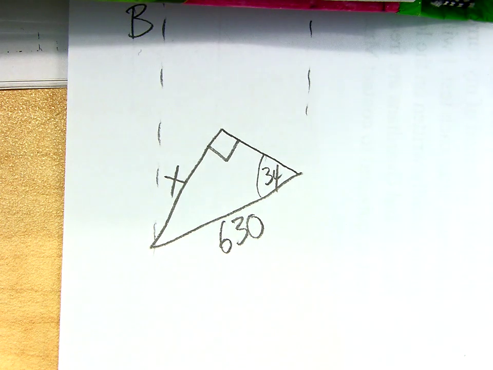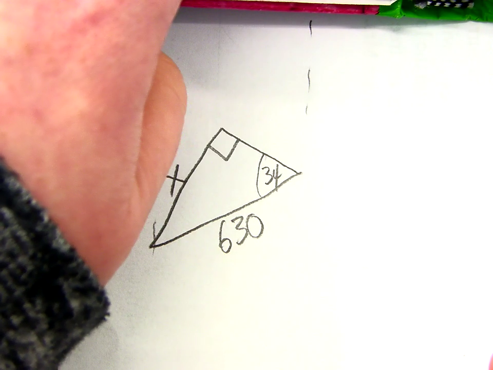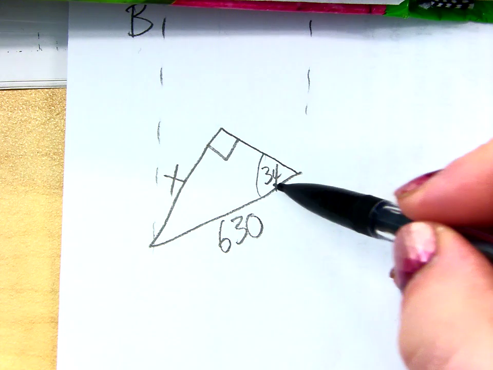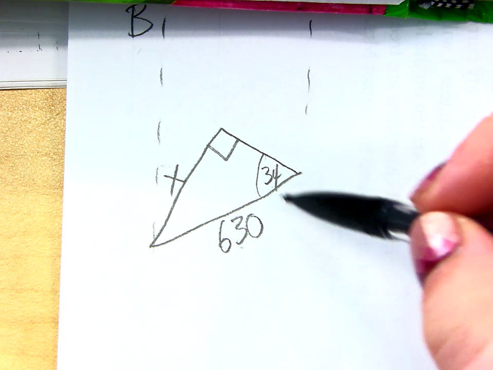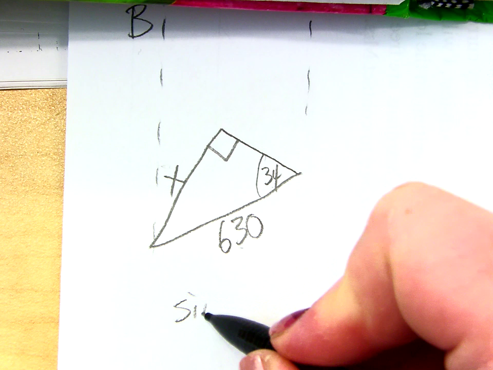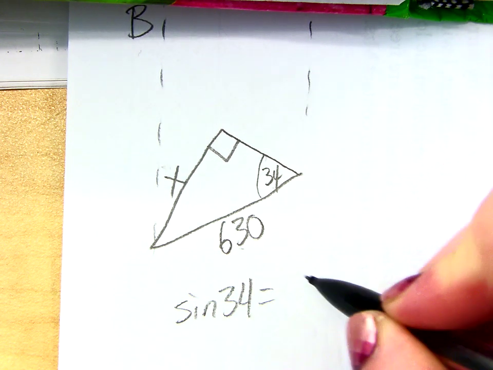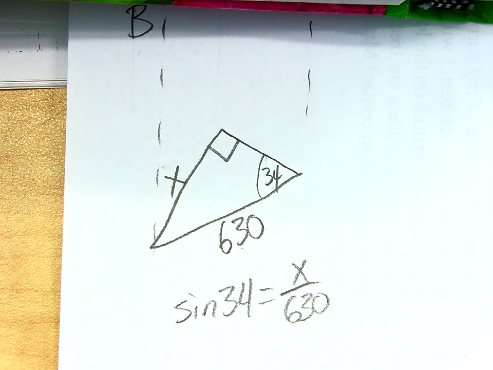So now I can kind of ignore all this noise that's on this problem and just look at it: there's a 90, this is a 34, this is a 630, and I'm looking for that side. Sorry, I just drew the same triangle but without all the extra stuff that I don't need. They told me it was 350 miles per hour for 1.8 hours. So now I'm going to use what ratio? Tangent? No, sine. I'd use sine. Sine of 34 equals opposite over hypotenuse. And we should be good to go.